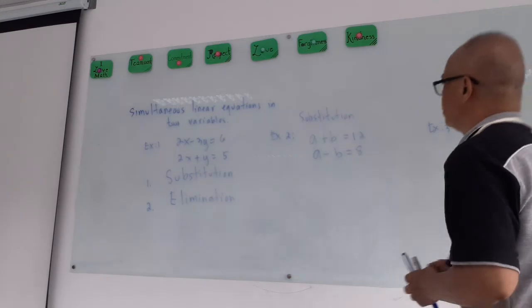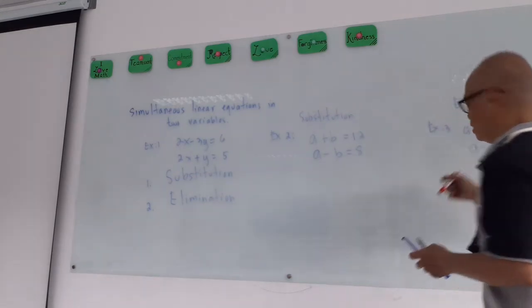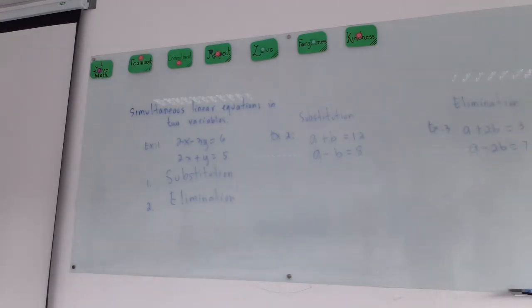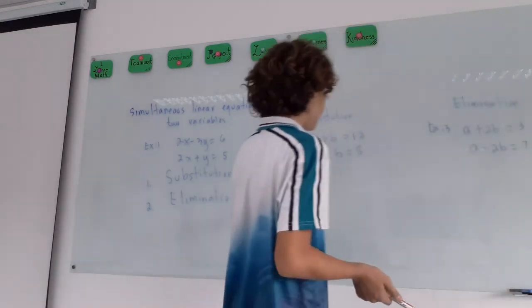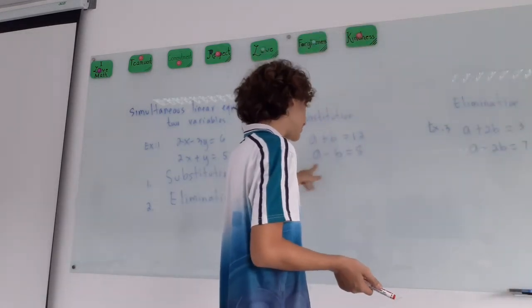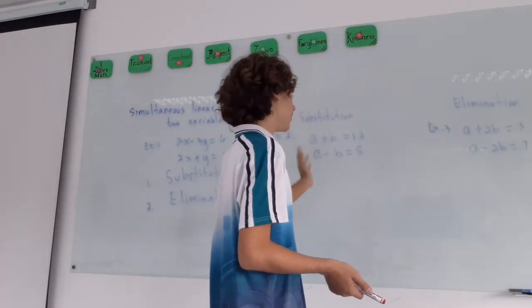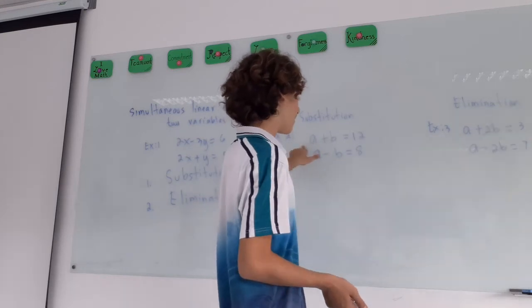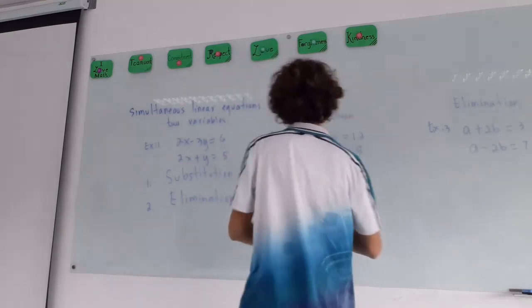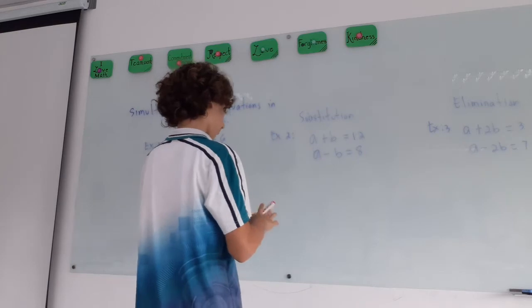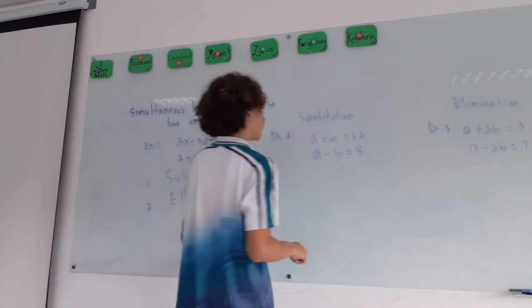Can you do this on the board? Come on, go on in. Substitution first. I've already determined that A is 10 and B is 2. You make it easy. Just use the method of substitution. We'll check it out.